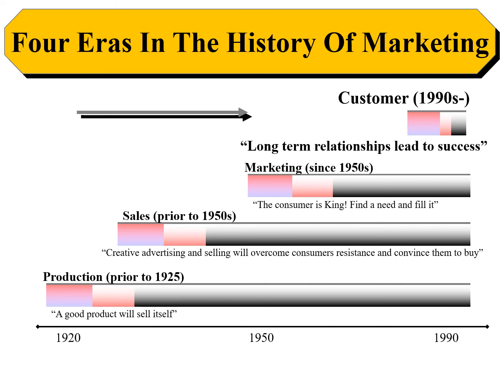And right now we are also in the topmost era, which is the customer relationship era, which basically says long-term relationships lead to success. So currently we are in a combination of the marketing and customer relationship eras, where we first find a need, then fill it, and also don't stop at filling the need, but continue the relationship with the customer because long-term relationships lead to success.